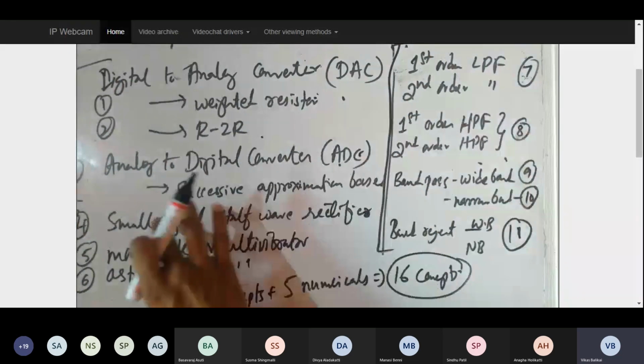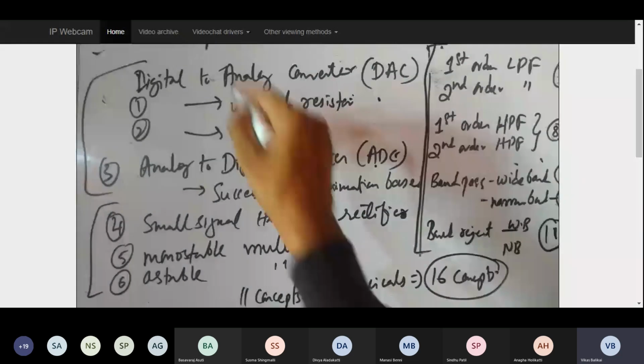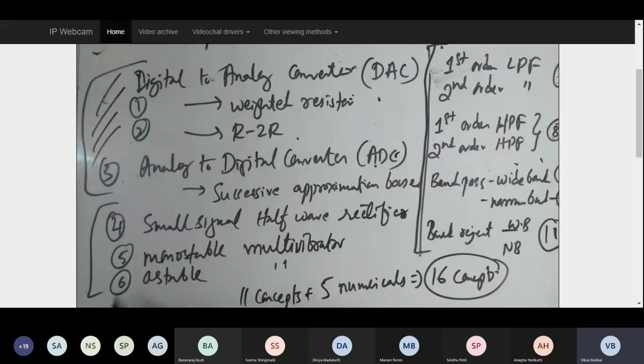So you can expect D to A and A to D in one question, this entire section. And you can expect one question from these concepts: astable, monostable, and small signal half wave rectifier. And you can expect one question from the filters, in both 9 ABC or 10 ABC. So this is how you can bifurcate and target, and read and understand the concepts, in order to ensure you are thorough with these particular problems.